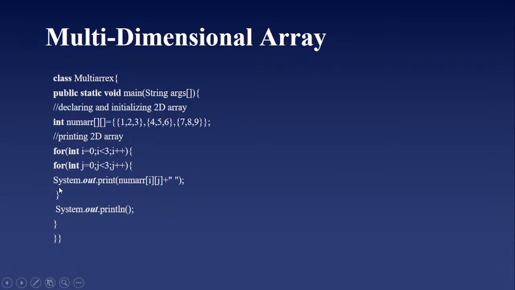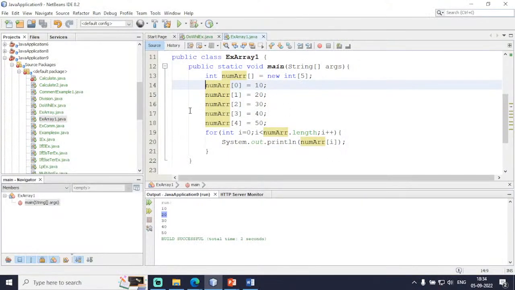Clear with this? I close the inner for loop and the outer for loop, and I close the main method and the corresponding class here. Clear? So this is a simple example of a multi-dimensional array. Whenever I want to denote my numbers in the form of rows and columns, like a matrix, having more than one dimension, I can go for a multi-dimensional array.